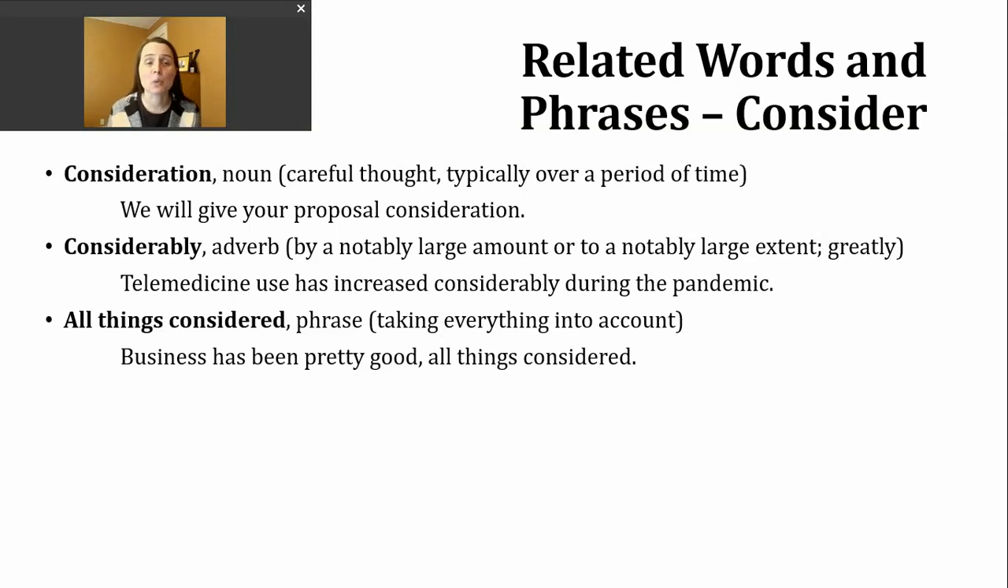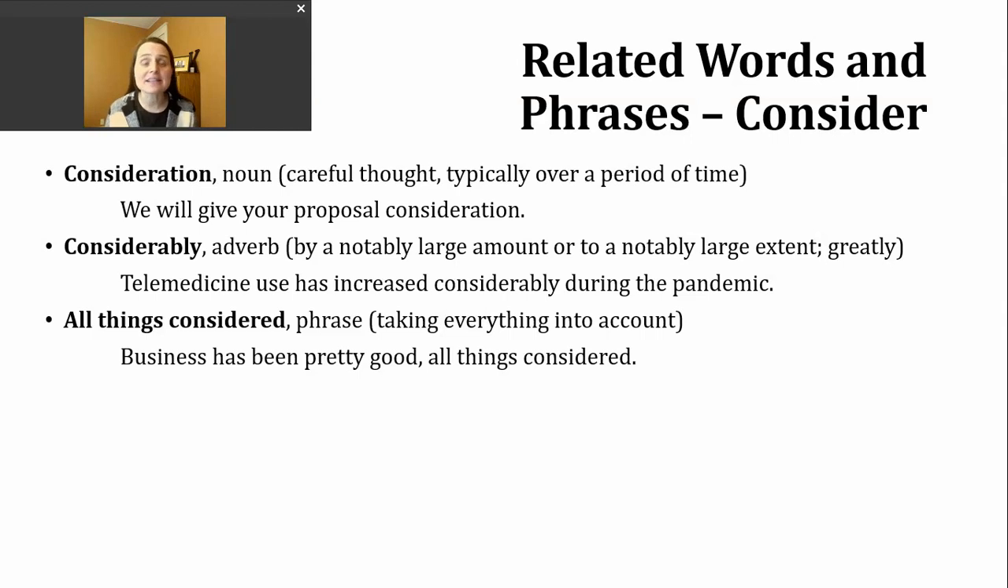Another related word is the adverb considerably. It means by a notably large amount or to a notably large extent. Another synonym for this word might be greatly. You might see that more often. But here's an example of how this adverb is used in a sentence. Telemedicine use has increased considerably during the pandemic.